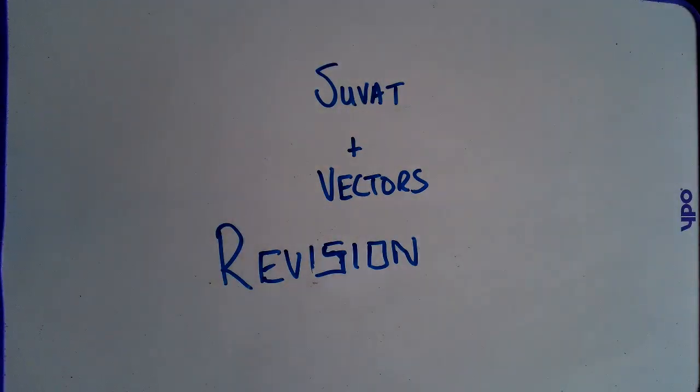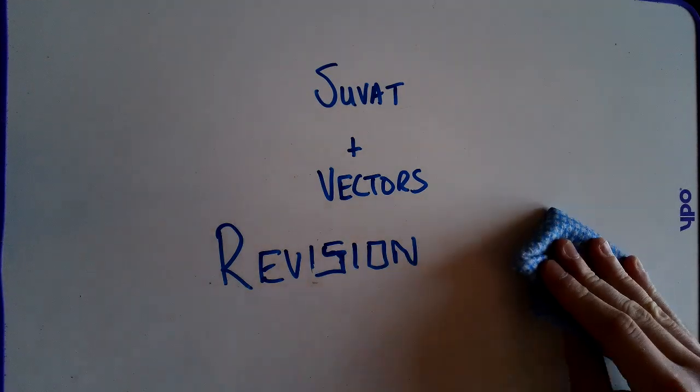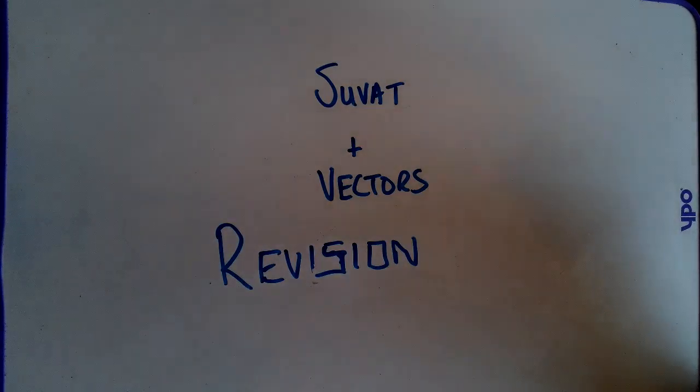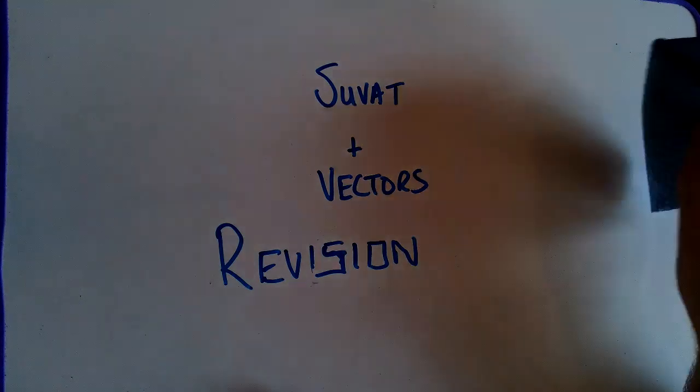Okay, this is just a quick recap, ready for the next topic we're going to start. We're now going to look at 2D kinematics. That just means we're going to combine suvat and vectors. So a quick recap on how to do these two things.